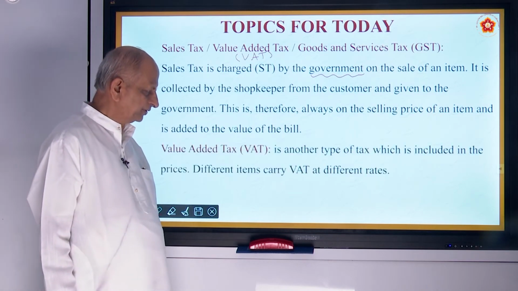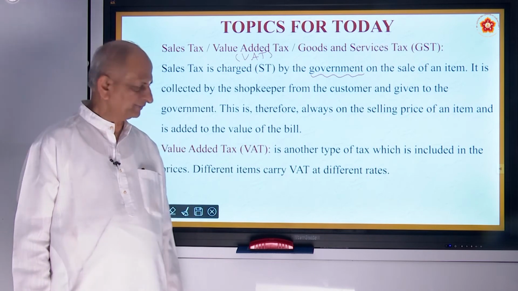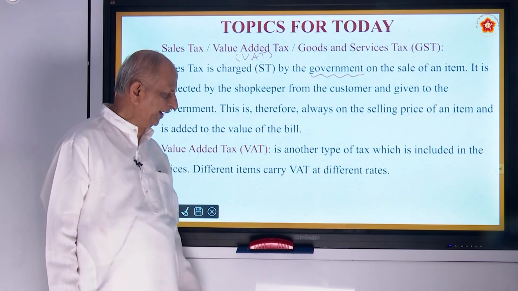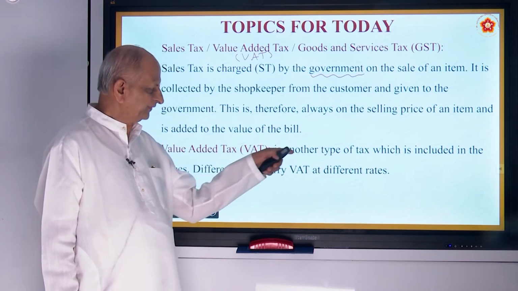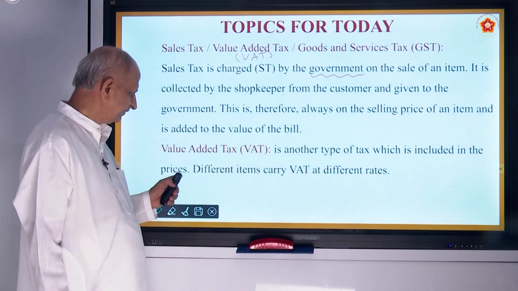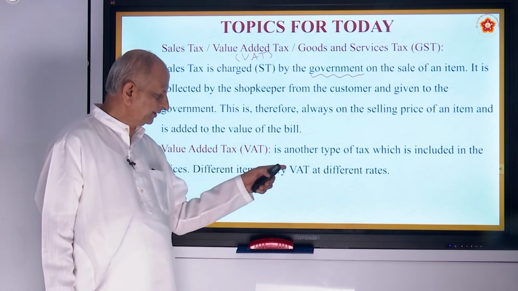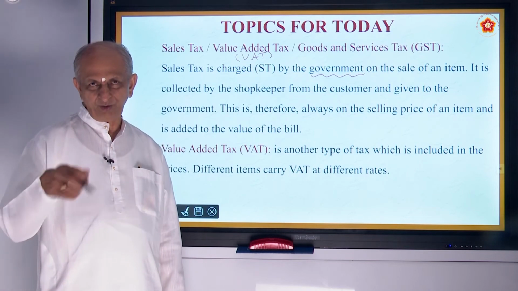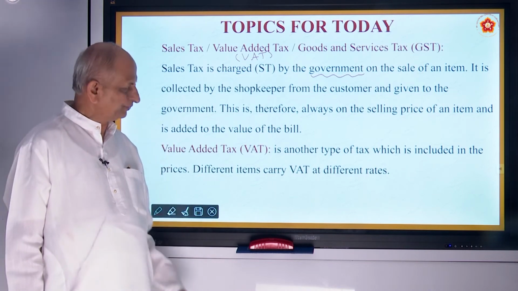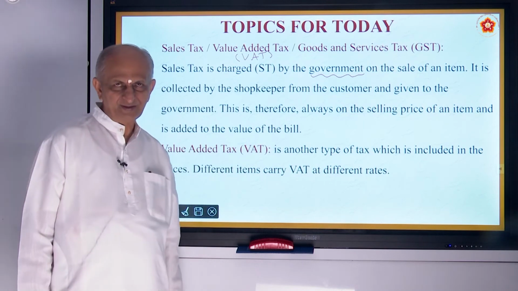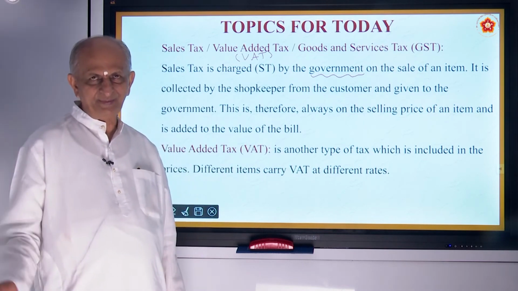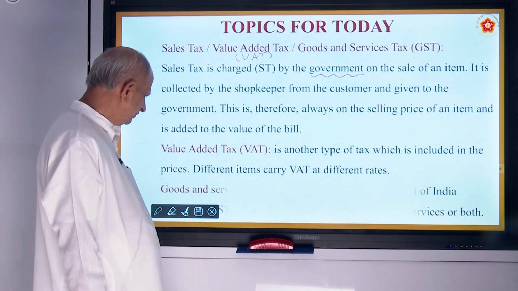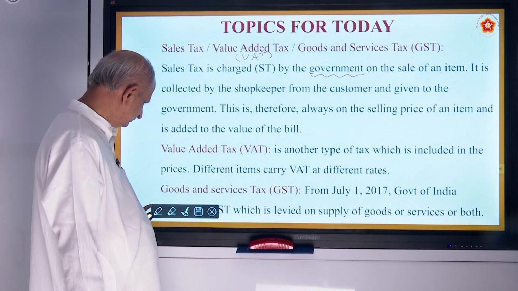Okay, that is one kind of tax. Second is value added tax, it's called VAT shortly. Another type of tax which is included in the prices. Different items carry VAT at different rates. Now both are not there. These two are cancelled now by the government. But as it is given in the syllabus, we are just mentioning it. Actually, the third one, what you call GST, it is there.